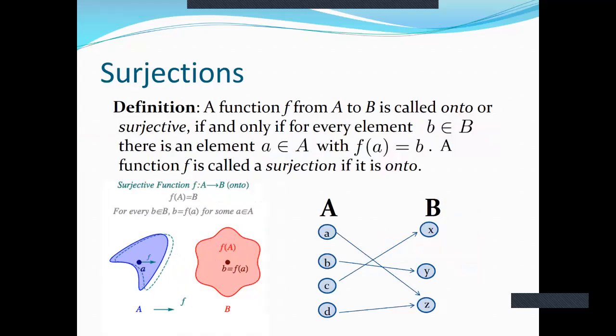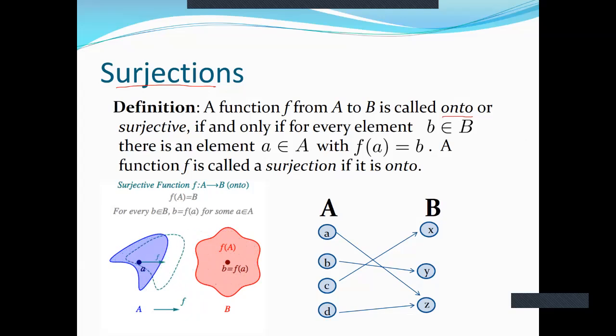All right. The second type of function is called surjective. Surjection. So a surjective function from A to B is called an onto function. Surjective functions are also called onto functions. Injective functions are called one to one, whereas surjective functions are called onto functions. A function is onto or surjective if and only if for every element b belonging to B, there is an element a belonging to A with f of a equal to b, right?